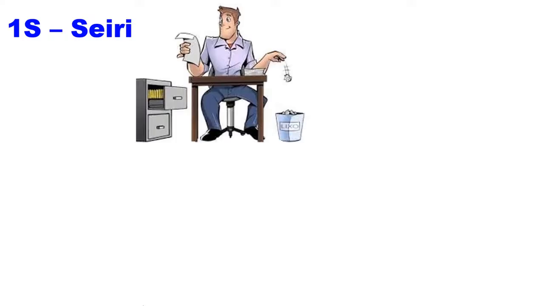Now let us understand these S one by one. So the first S is seiri or sorting. Sorting means to segregate items into 2 types. One is needed and second is unneeded. In other words, the items which are required to perform a job and the items which are not required to perform a job. This kind of segregation is called sorting.